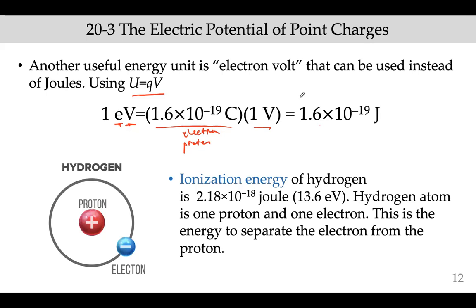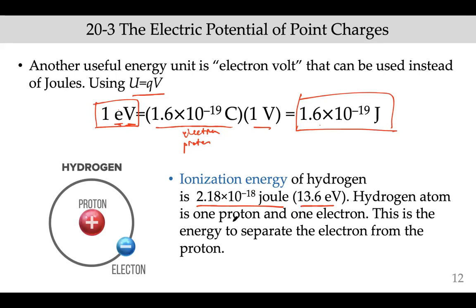So instead of using this small value in joules, you can call it 1 electron volt. So that's just a useful conversion. And the ionization energy of hydrogen is this many joules. If you convert it to electron volts, it's 13.6 electron volts.